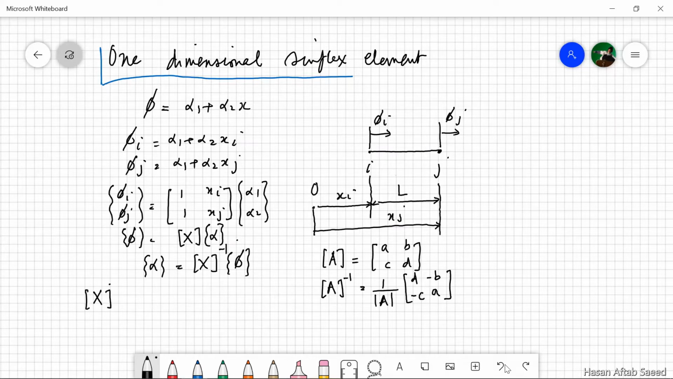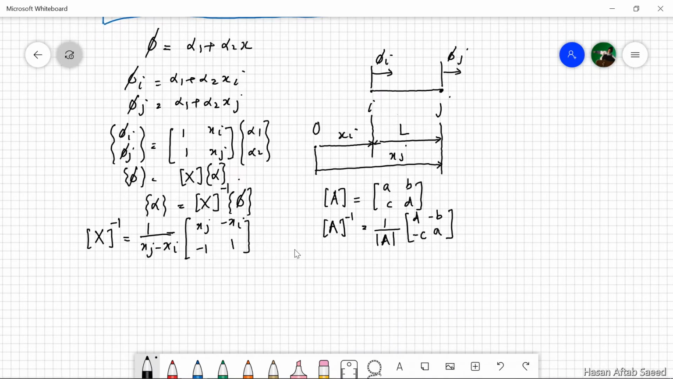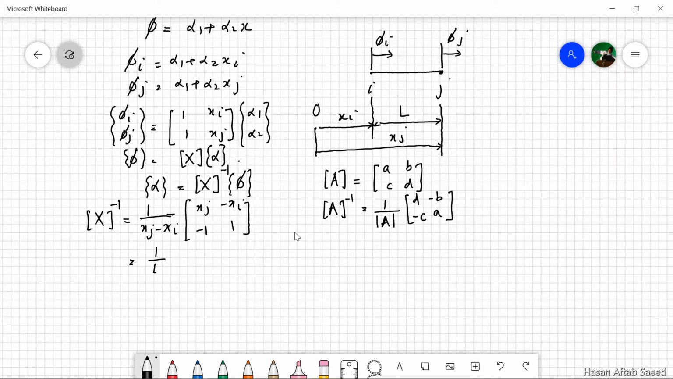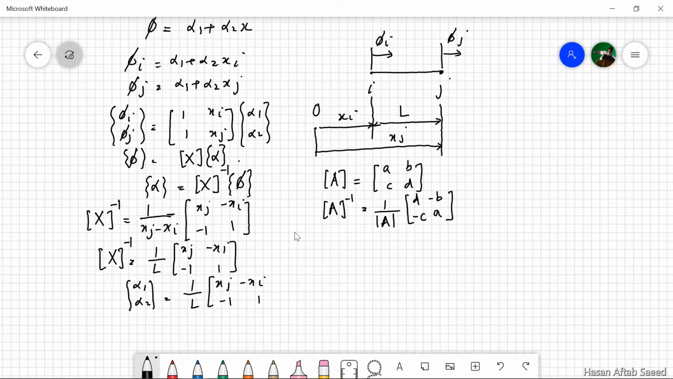So if that is applied to our matrix, then the result is, this is the determinant followed by doing the necessary changes inside the matrix. And because xj minus xi is length, this becomes 1 over L, xj, minus xi, minus 1, 1. This is your inverse of the X matrix. Now, coming back, this is the expression for the alpha vector.